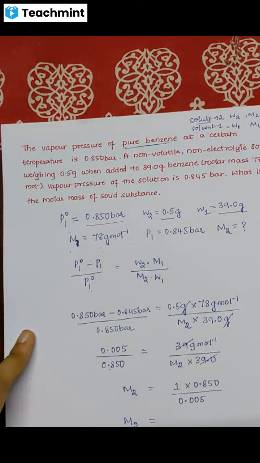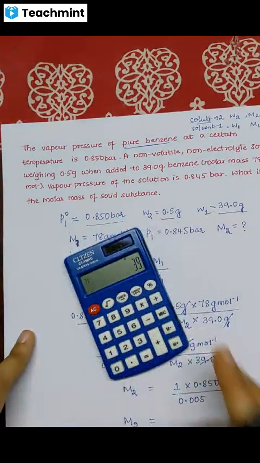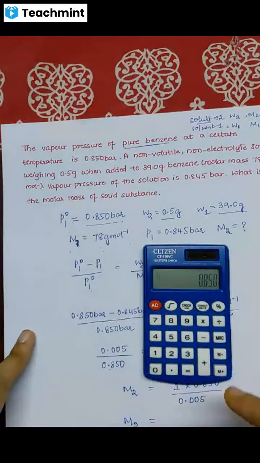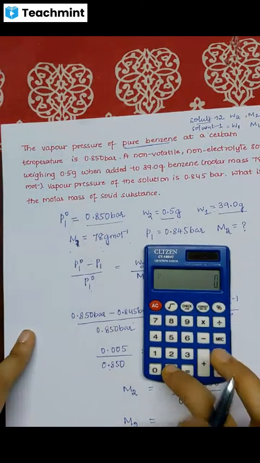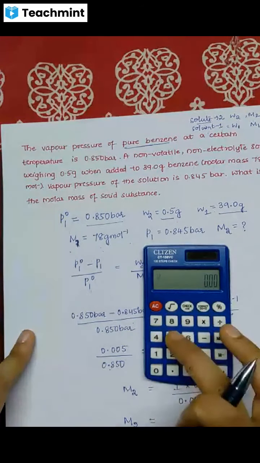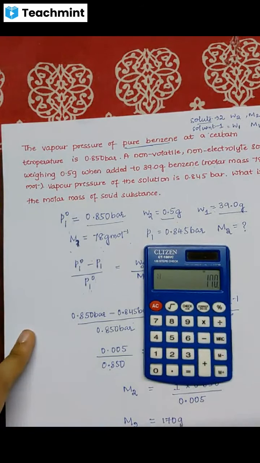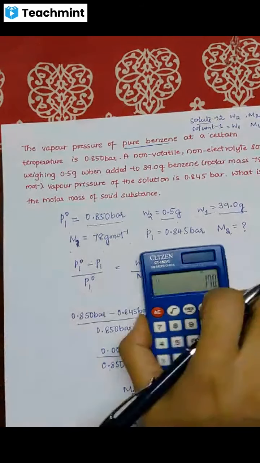Therefore, M2 equal to 1 into 0.850, which is 0.850, divided by 0.005 equal to. So what is the mass we get here? 170 gram per mole. So you can note down the problem.